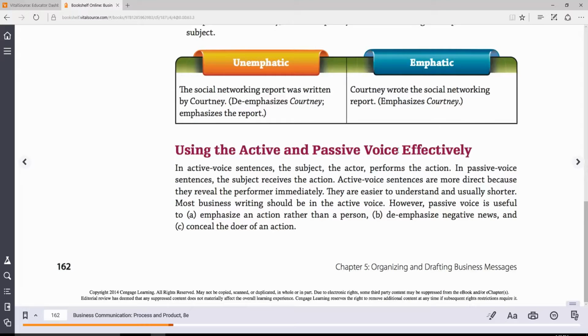Here's how to use active and passive voice effectively. In active voice, the subject, the actor, performs the action. In passive voice sentences, the subject receives the action. Active voice sentences are more direct because they reveal the performer immediately, are easier to understand, and are usually shorter. Most business writing should be in active voice. If you're going to use passive voice, use it to emphasize an action rather than the person, or to de-emphasize negative news and conceal the doer of the action.